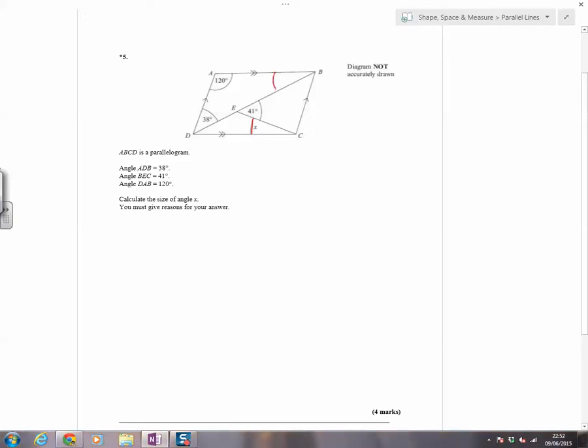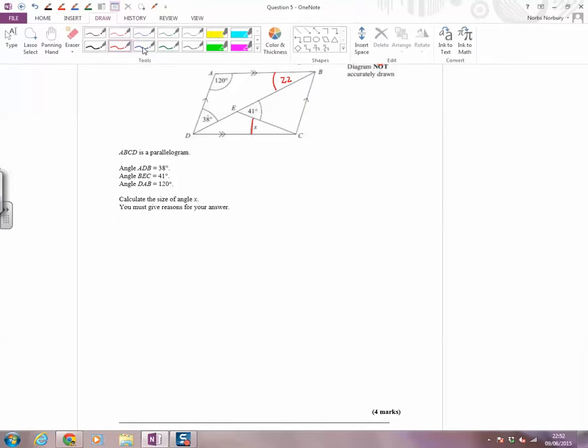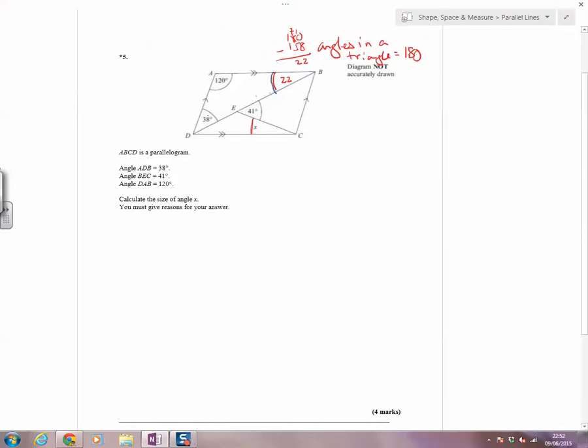So this angle here must be 180 minus, if we add those two together you get 158. So this angle here must be 22 degrees, because angles in a triangle add up to 180 degrees. Okay. Now let me change the colour of my thing here. If this angle here is 22, then this angle here has to be 22 again, because we've got that alternate angle.